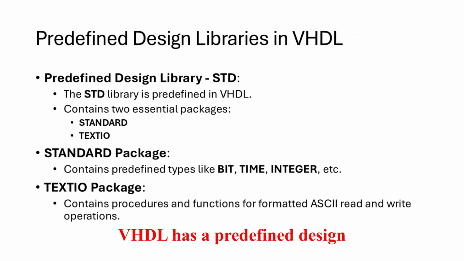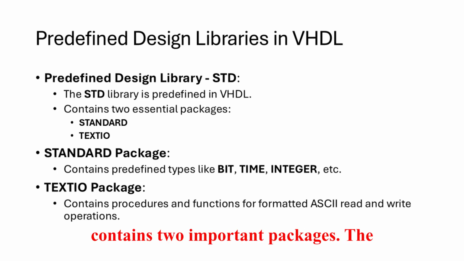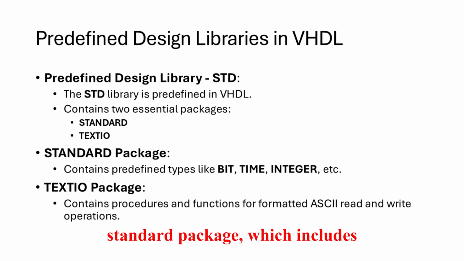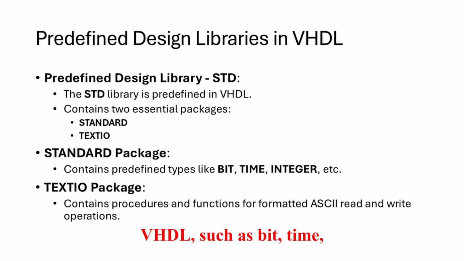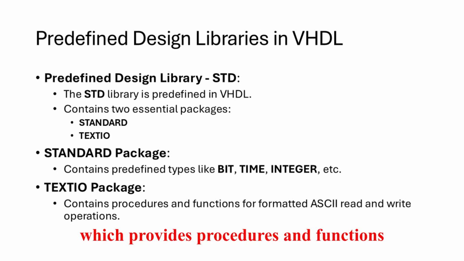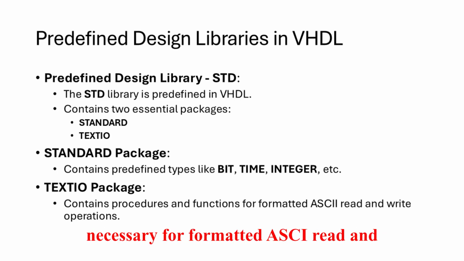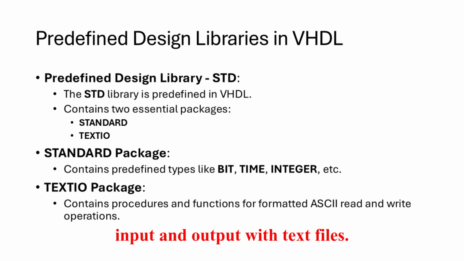VHDL has a predefined design library called std. This library contains two important packages. The standard package, which includes declarations for commonly used types in VHDL, such as bit, time, and integer. The TextIO package, which provides procedures and functions necessary for formatted ASCII read and write operations, allowing you to handle input and output with text files.